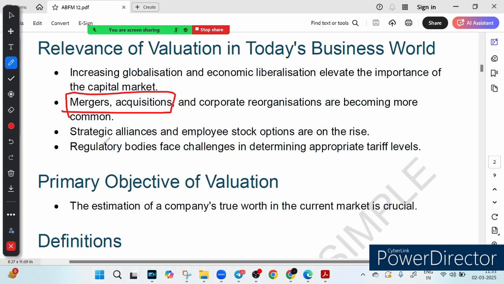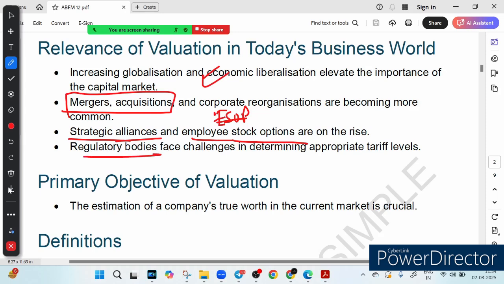Then we have something called strategic alliances and ESOP. You know about ESOP? ESOP is employee stock option, right? Which means more companies are forming partnerships and offering employee stock options to retain top talent. But how do they decide the stock value? Again, it all comes down to valuation. So I am telling you the importance of valuation. For mergers and acquisitions, they need to know the value of the company. For undertaking this ESOP option, they need to decide the stock value.